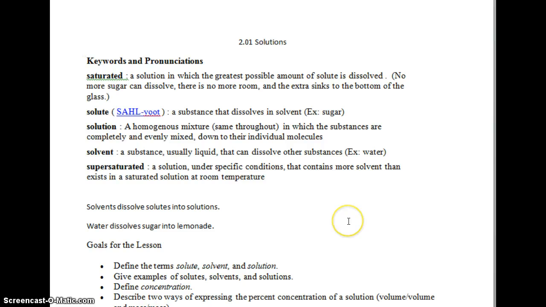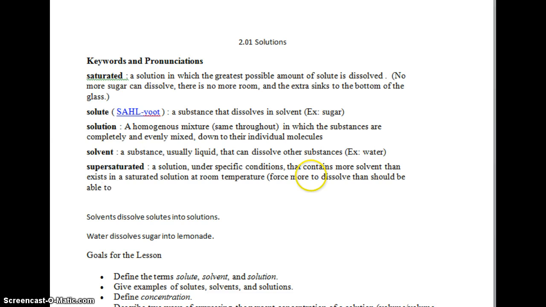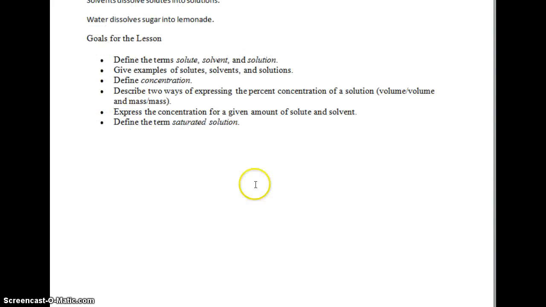Then we can also have supersaturated, a solution under specific conditions that contains more solute than exists in a saturated solution at room temperature. So in other words, saturated meant we couldn't dissolve any more. Well, you can supersaturate it, or in other words, you can force more to dissolve than should be able to. So you can change the temperature or the pressure and make it supersaturated or extra saturated. So again, then I just copy pasted our goals down here. And let's go ahead and go back to our lesson.